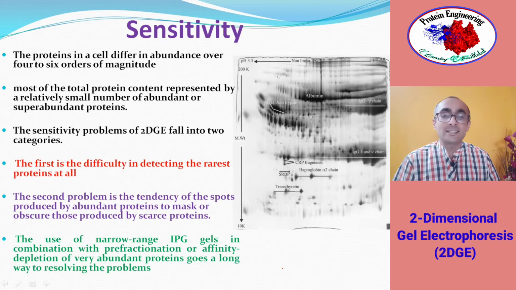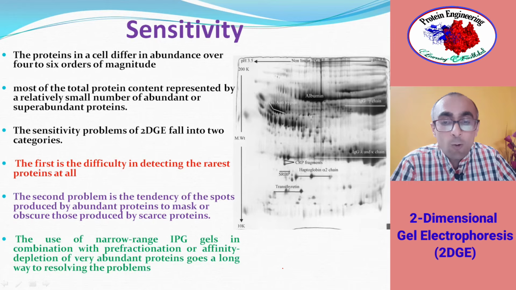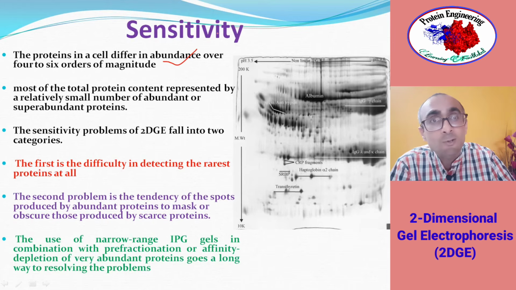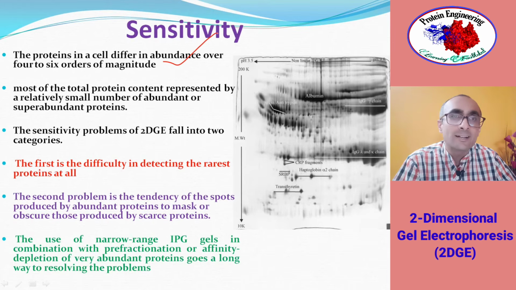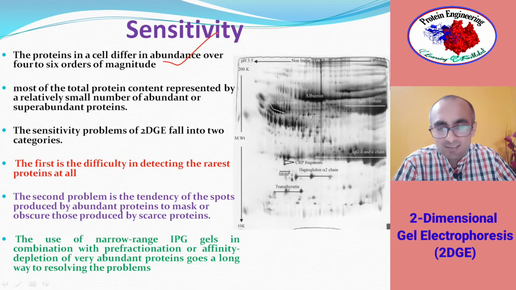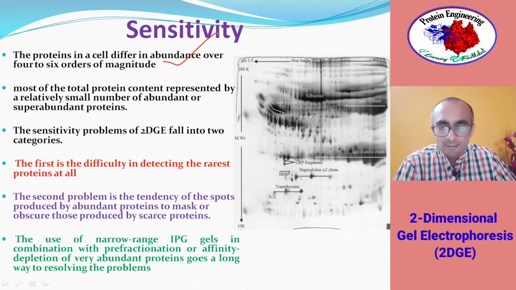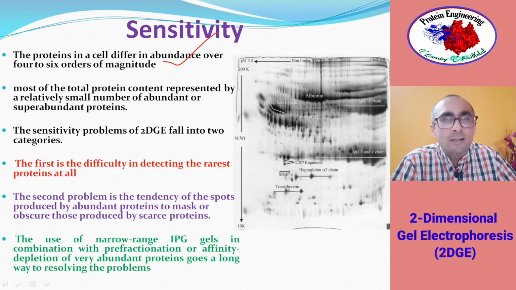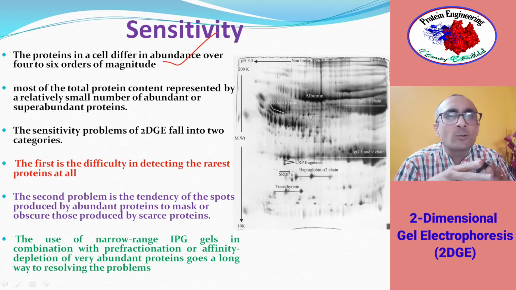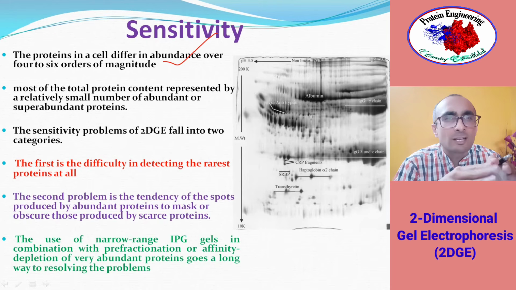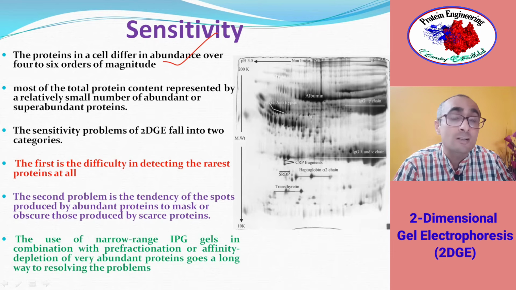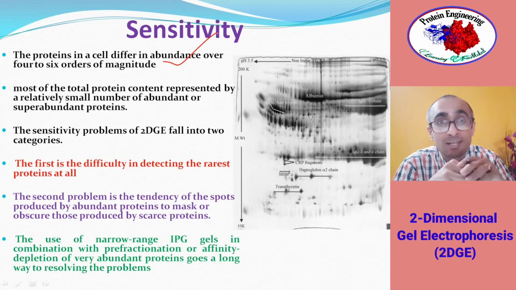The proteins in a cell differ in abundance over 4 to 6 orders of magnitude. Some proteins are super abundant and other proteins are rare. They are in very limited concentration, and you need to see all of them together. That's a challenging task, and the sensitivity problem, because you cannot have a single dye which can show simultaneously superabundant protein in very high concentration and protein in very little concentration.